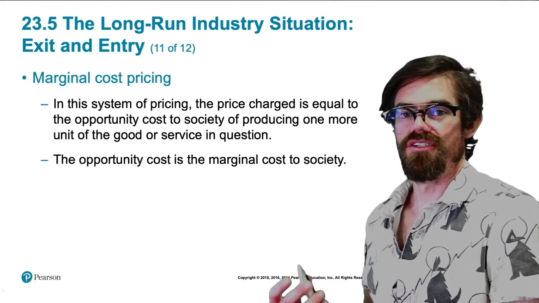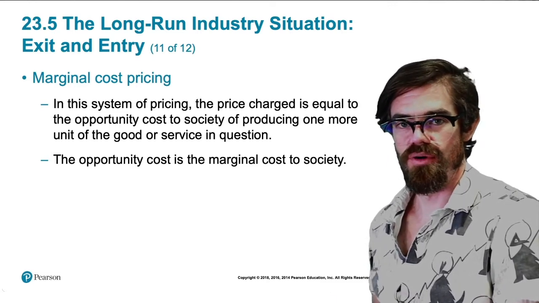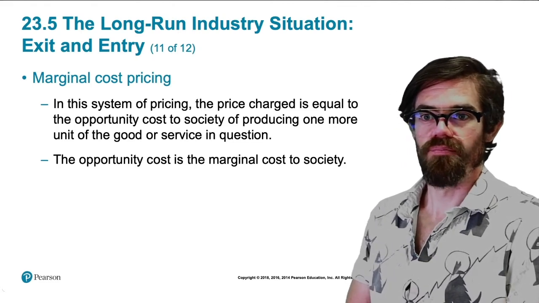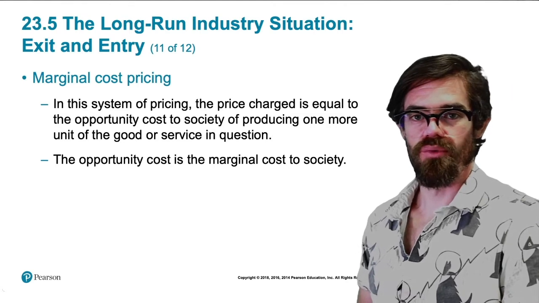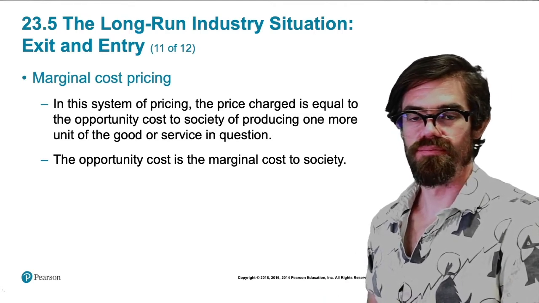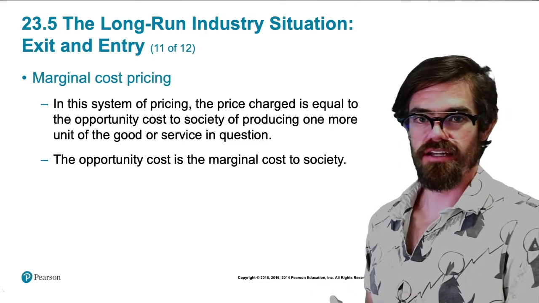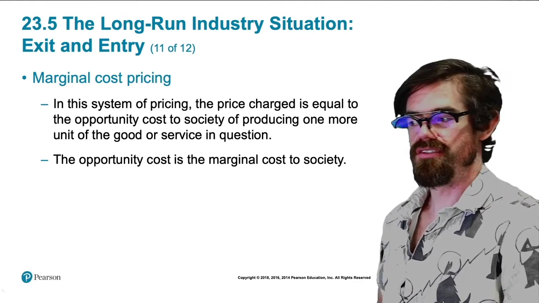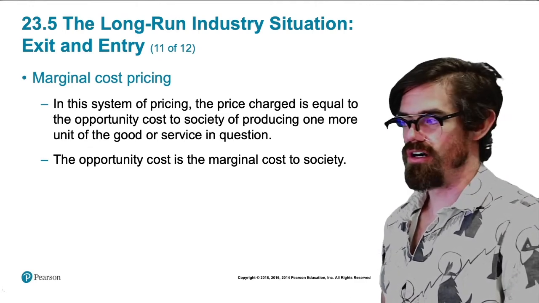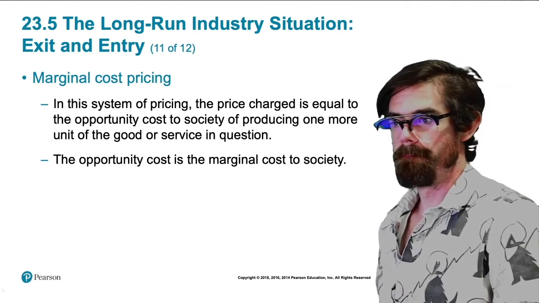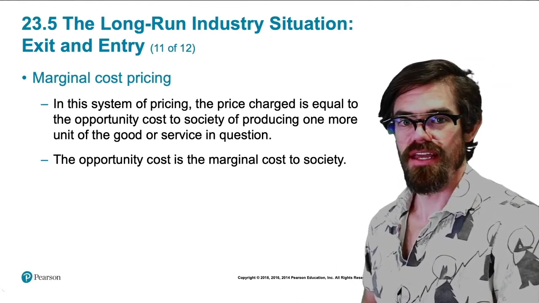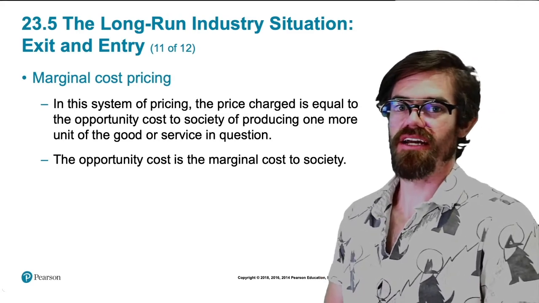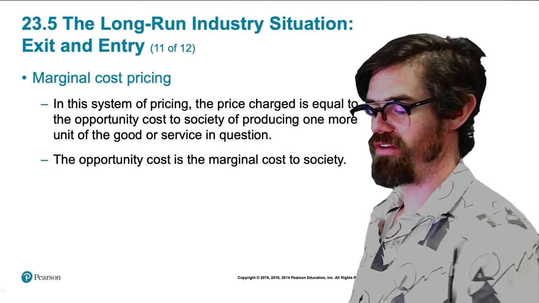And so basically what we are seeing is that in a perfectly competitive industry, we have something called marginal cost pricing. In other words, in long-run equilibrium, we get to a point where the price that the industry is charging is exactly equal to the marginal cost of production. Another way to think about this is that the opportunity cost is the marginal cost to society. So basically what this leads to is an efficient allocation of resources. There's no waste, and we're getting the maximum possible benefit from this type of industry.